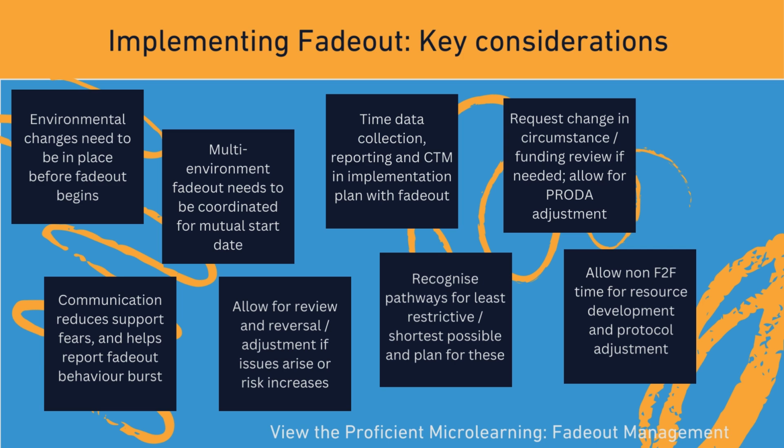There are a number of key considerations when you're planning out how your fade out will look and how you're going to lay that out in the 12-month period of a behaviour support plan. First of all, it's important to remember that environmental changes usually need to be in place before you begin fading out a restrictive practice. That is to say, the environment for the person needs to be collaborative, conducive, and supportive of their needs so that the restrictive practice is less required.